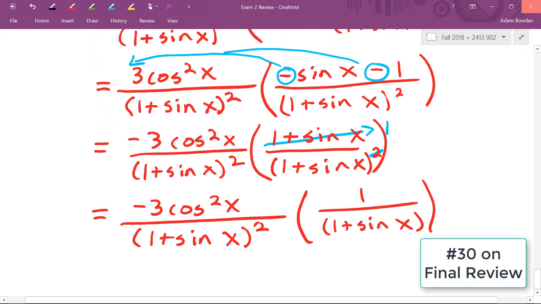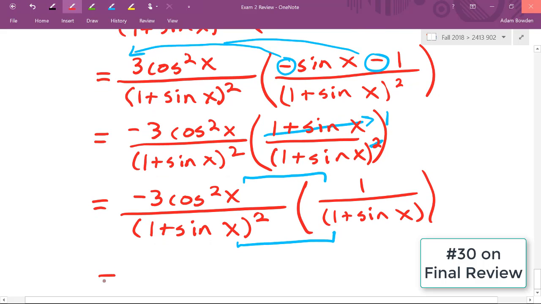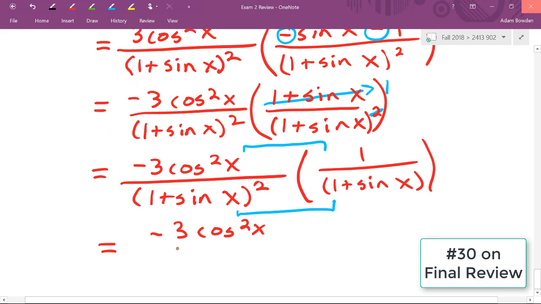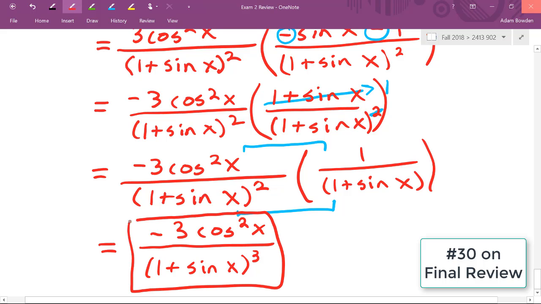And as our last step, we can combine these fractions together by just multiplying straight across, numerator to numerator, denominator to denominator. That gives us negative 3 cosine squared x all over, we put these two together, we'll get 1 plus sine x raised to the third. That's it.